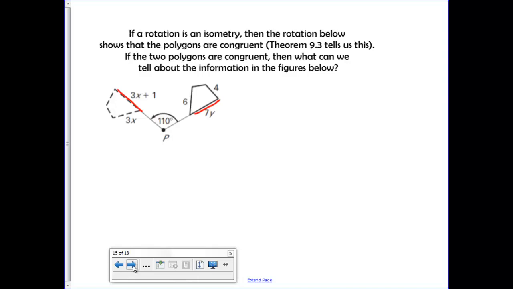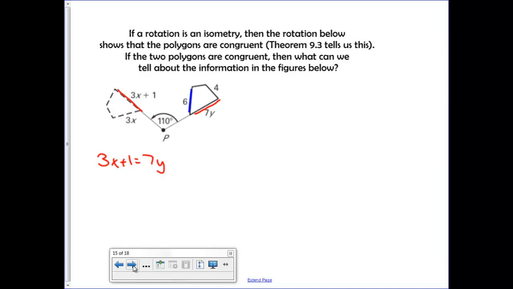3x plus 1. If they're equal, we should be able to go in here and say, well, 3x plus 1 equals 7y. Can we solve that? With x and y? No. We can't solve an equation with x's and y's together, can we? So let's look at what else we know. What else corresponds?